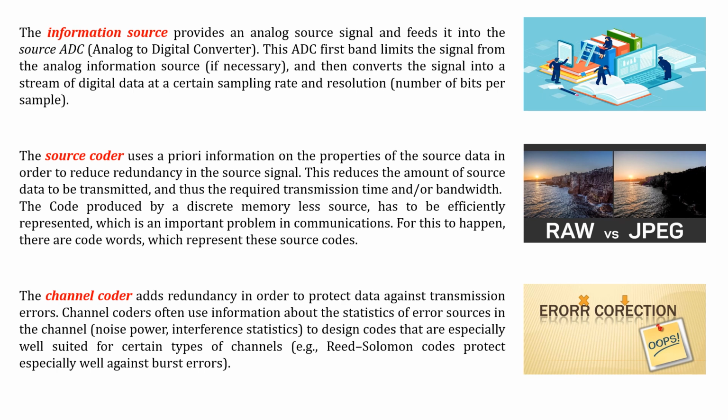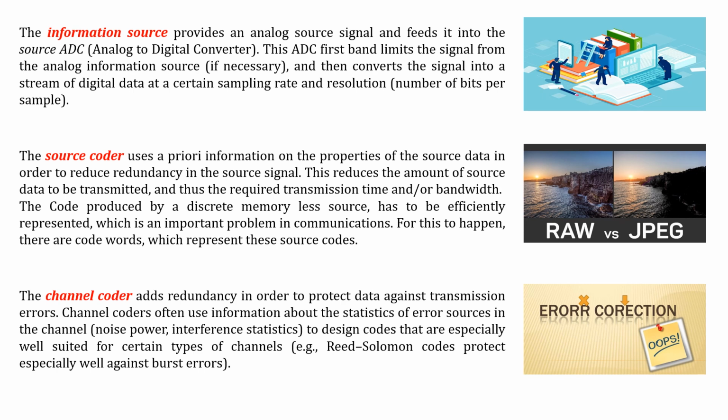All the signals generated by the information source will be fed to the ADC, that is the analog to digital converter. All the signals we are generating will generally be in analog form, and for further processing they have to be converted into digital form. That is the reason why we use ADC. This ADC first band limits the signals from the analog information source, only if it is necessary, and then it converts the signal into a stream of digital data. That means all the analog information generated from the source will be converted into digital data, that means ones and zeros.